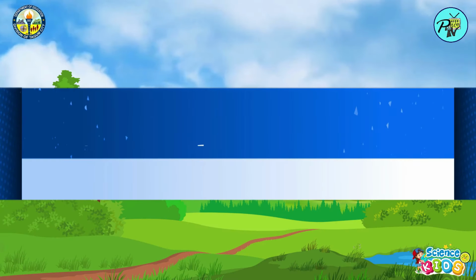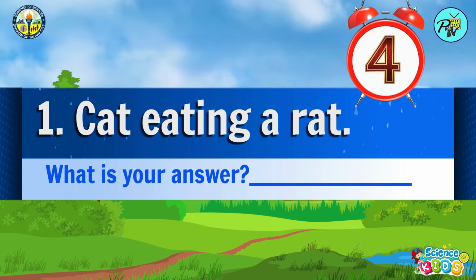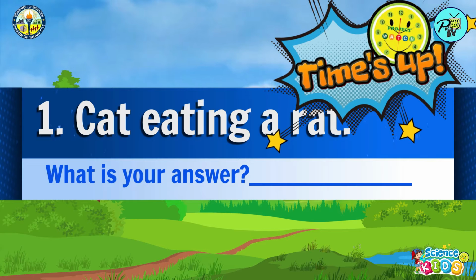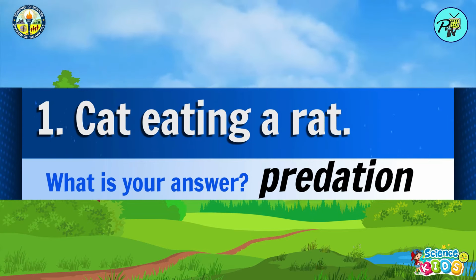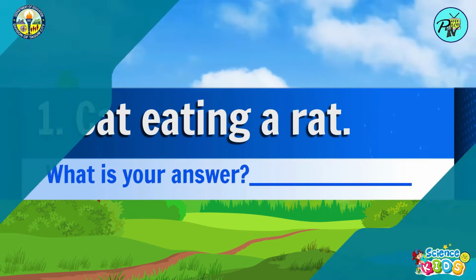Number 1. Cat eating a rat. Time's up. What is your answer? Great! The correct answer is predation.